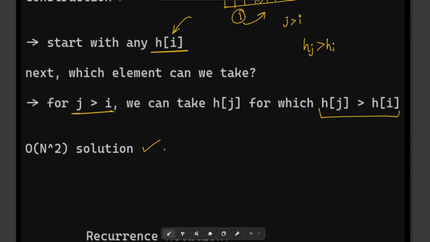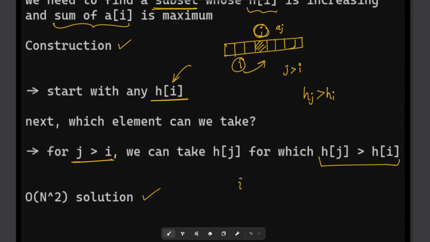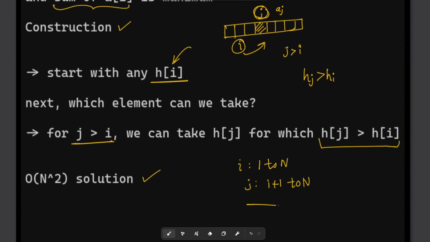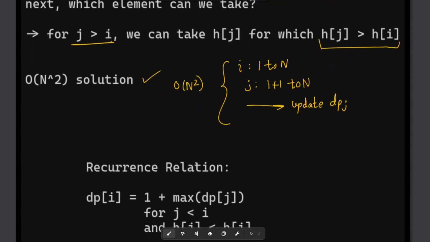This straightforward approach will take order n squared time. We fix i from 1 to n, then go over all the j from i plus 1 to n, and we update the DP value for the jth index. In all, this will take order n squared time, and we need to do it faster.